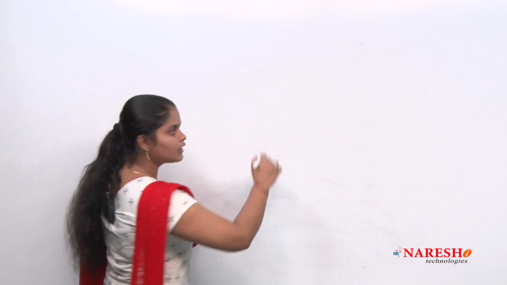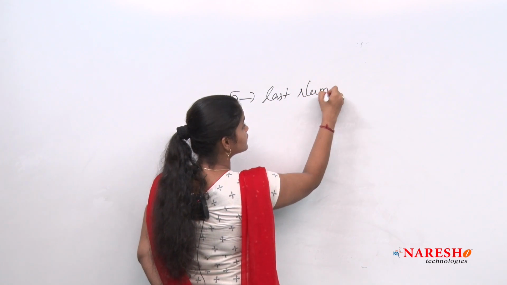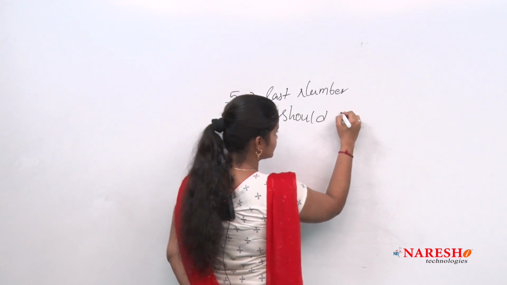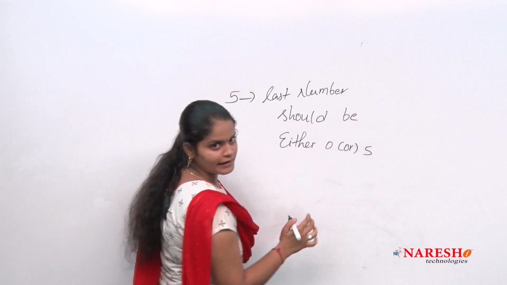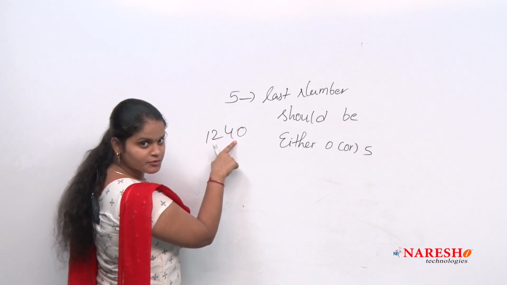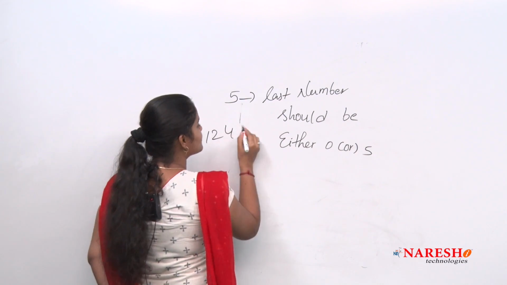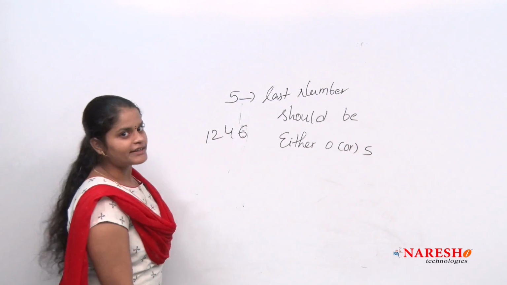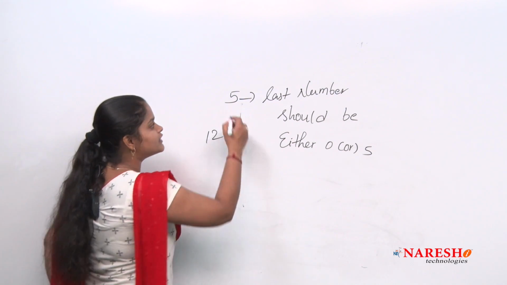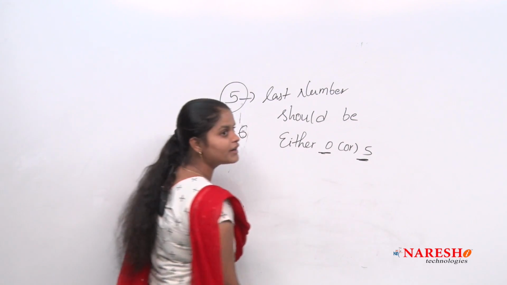What is the divisibility rule for 5? The last number should be either 0 or 5. For example, if I take 1240, yes, 0, this is divisible by 5. If it ends in 5, yes, it is divisible by 5. If it is 6, it is not exactly divisible by 5. It will leave you some remainder. For the number to be exactly divisible by 5, the last number should be either 0 or 5.